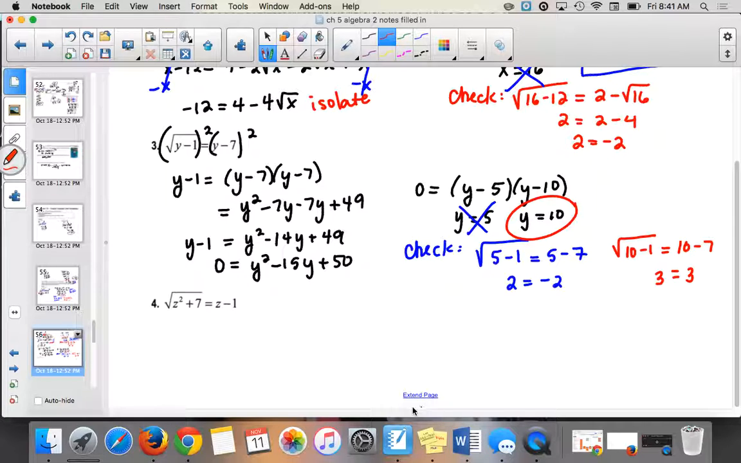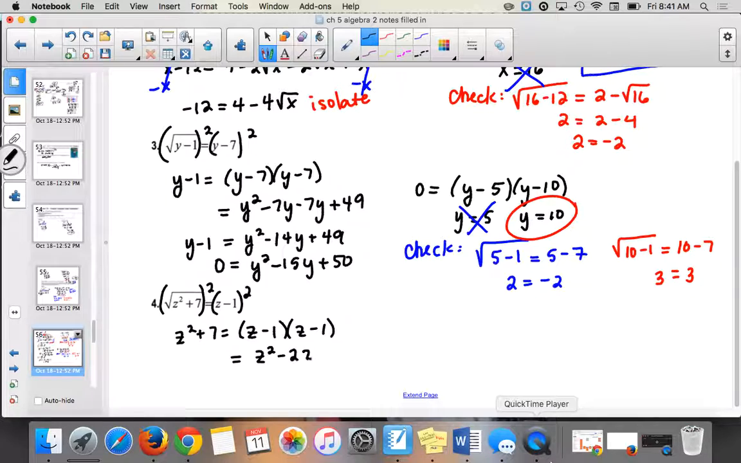So I have the square root of z squared plus 7 is equal to z minus 1. So we square both sides. So we get z squared plus 7 is equal to whatever z minus 1 times itself is. So FOIL it out. So we get z squared minus 2z plus 1. Sorry, I did the outer and inner together. So it's z squared minus z minus another z plus 1. So now we have z squared plus 7 on the other side.